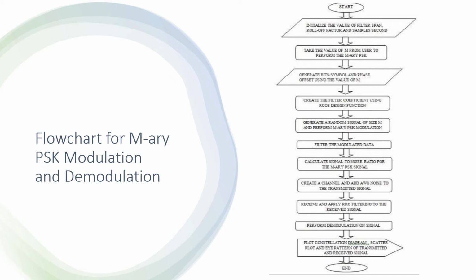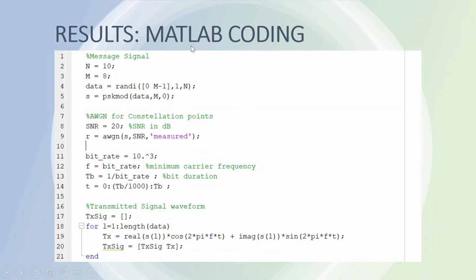Then we calculate the signal-to-noise ratio for the M-ary PSK signal. After that, we create a channel and add AWGN, or additive white Gaussian noise, to the transmitted signal. We receive and apply RRC filtering to the received signal. Then we perform demodulation on the signal. Finally, we plot the constellation diagram, scatter plot, and eye pattern of the transmitted and received signals. The end.